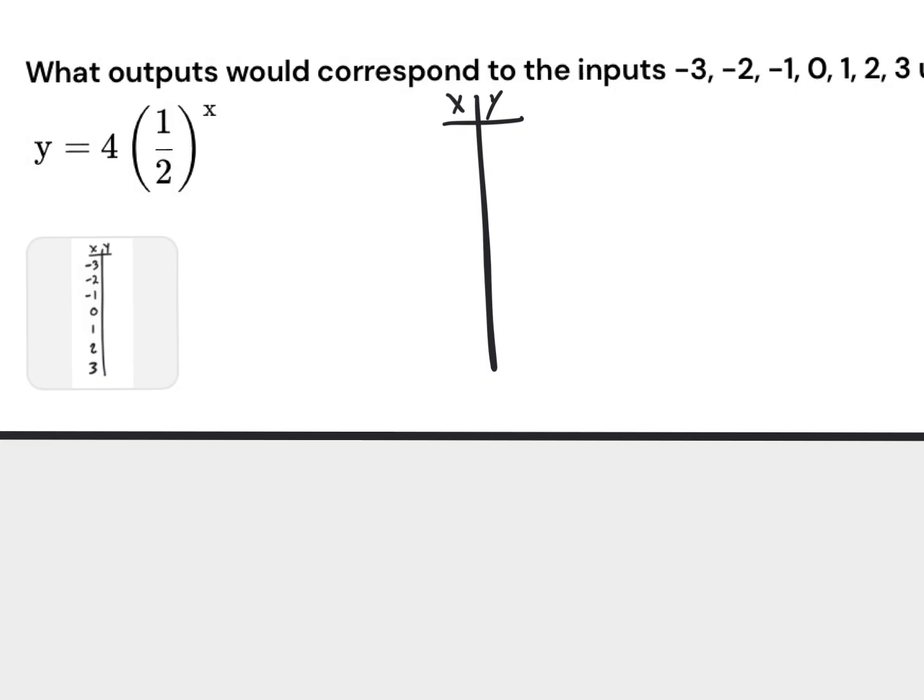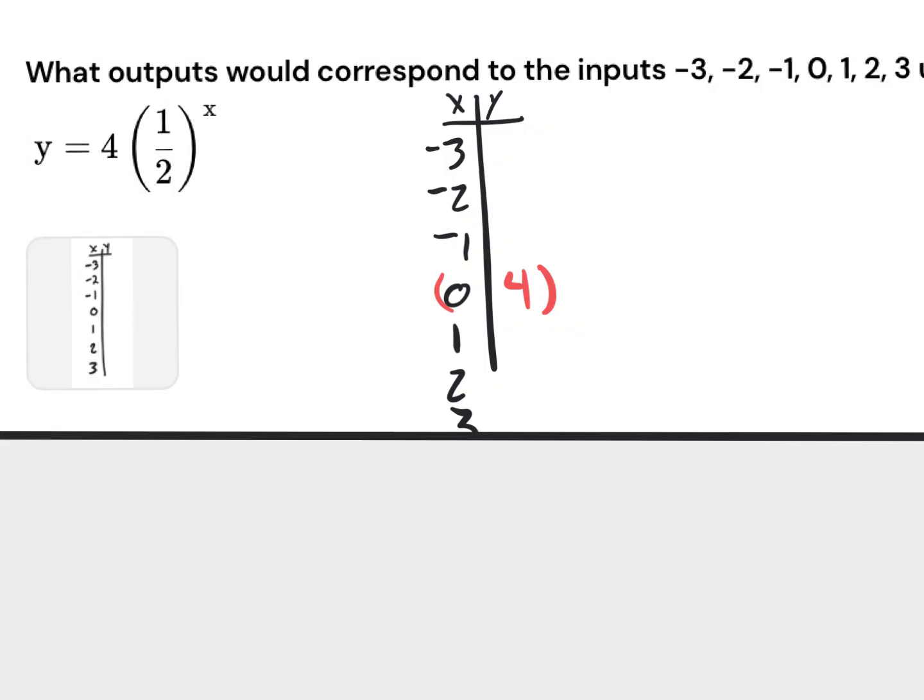So once again, we're going to start by doing -3, -2, -1, 0, 1, 2, 3. Then you're going to plug in your easiest input, in this case 0. When you plug in 0, anything to the 0 power is 1. So 1/2 to the 0 power is 1. And 1 times the a value of 4 is 4. So when you plug in 0, you get out 4.